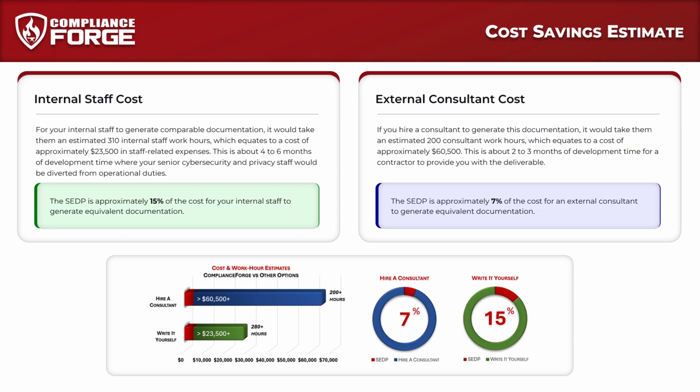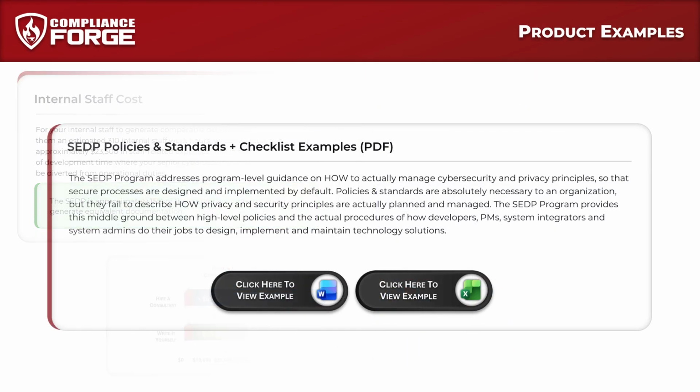from operational duties. If you hire a consultant to generate this documentation, it would take them an estimated 200 consultant work hours, which equates to a cost of approximately $60,500. That is about 2 to 3 months of development time for a contractor to provide you with the deliverable. The SEDP is approximately 15% of the cost for your internal staff and approximately 7% of the cost for an external consultant to generate equivalent documentation. The program itself is $4,235.